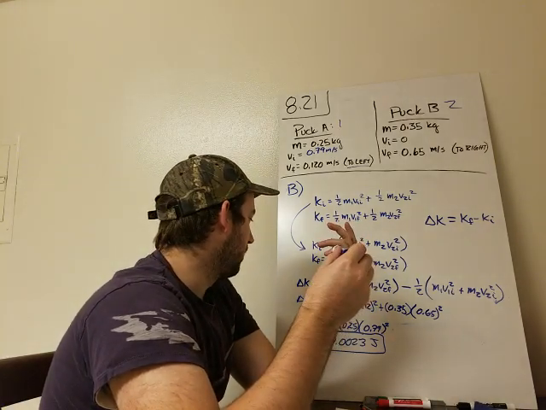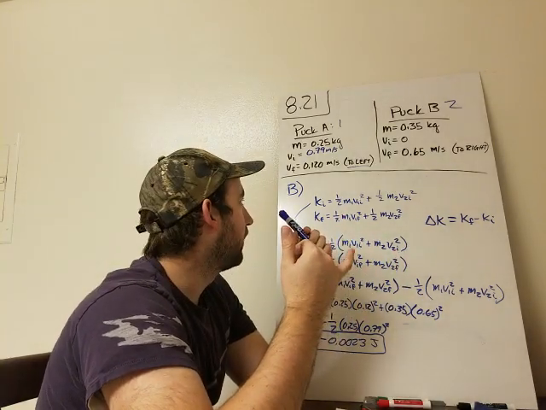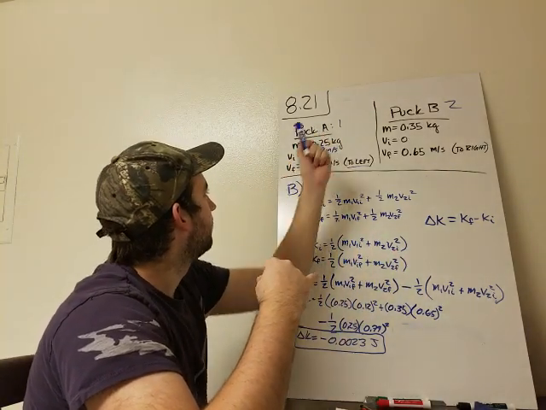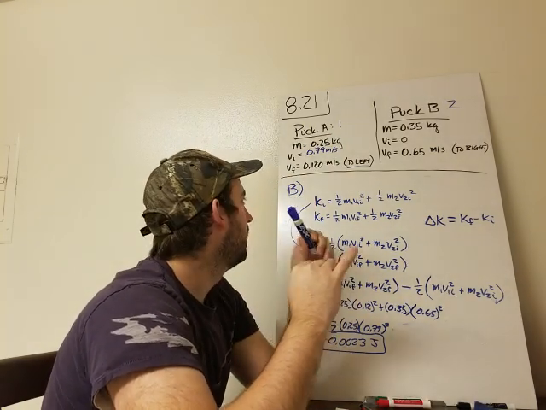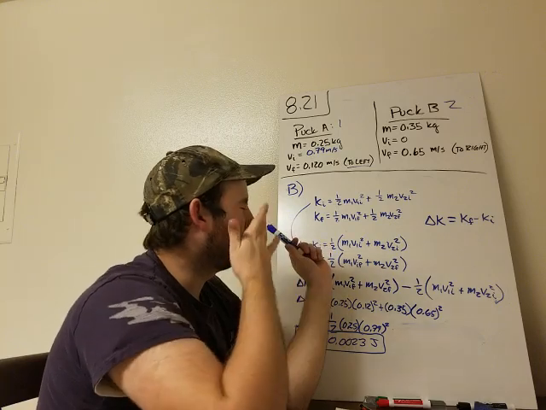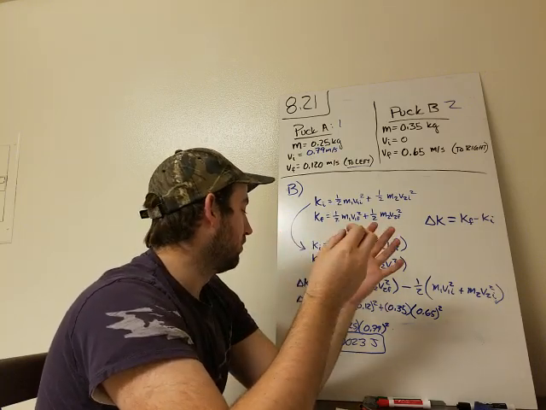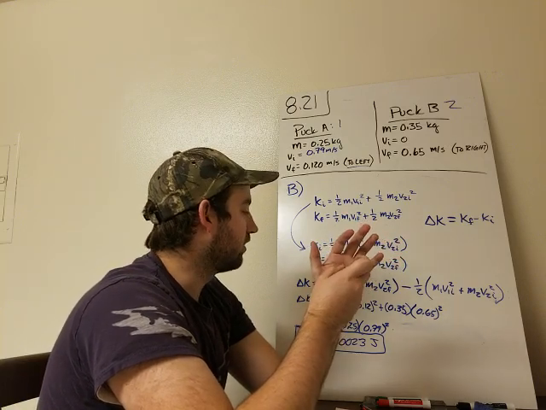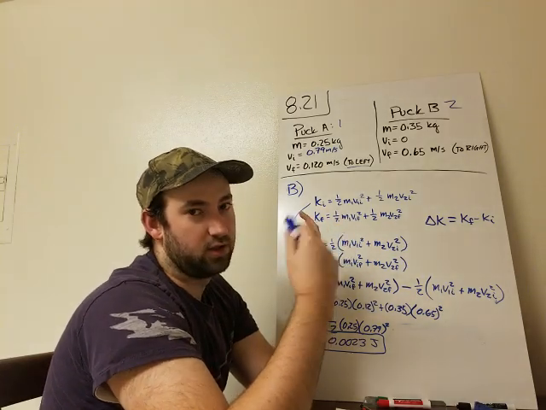But anyway, to do an overview, we were able to find the initial velocity of puck A using the conservation of momentum. And then with B, we were able to use what we know about kinetic energy to find the change in energy from before the collision to after the collision.